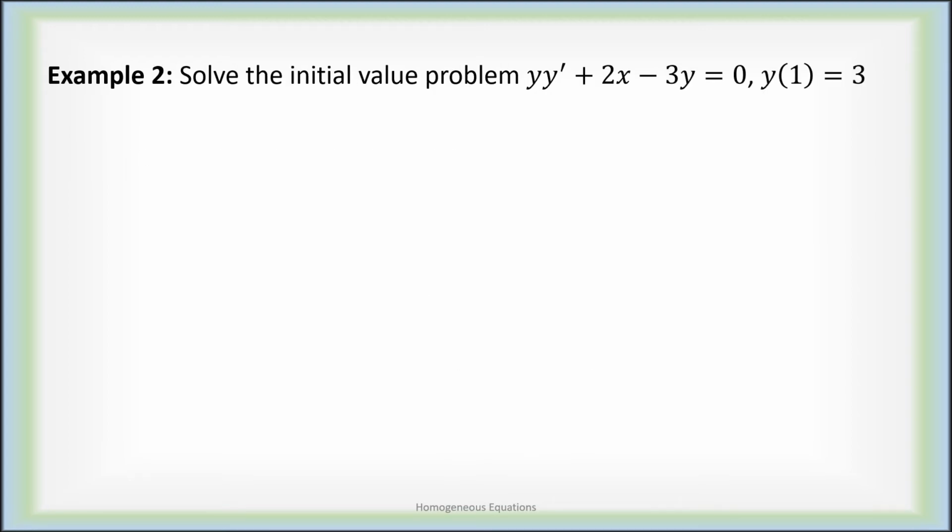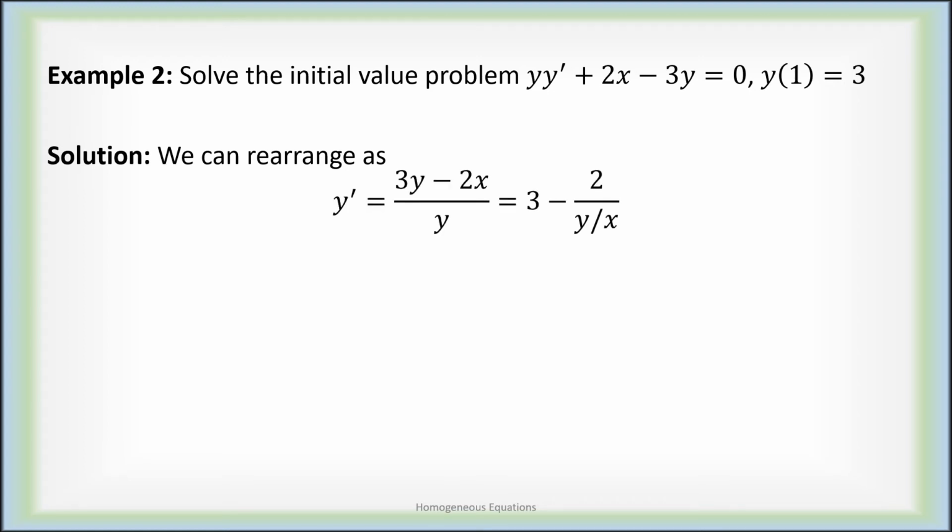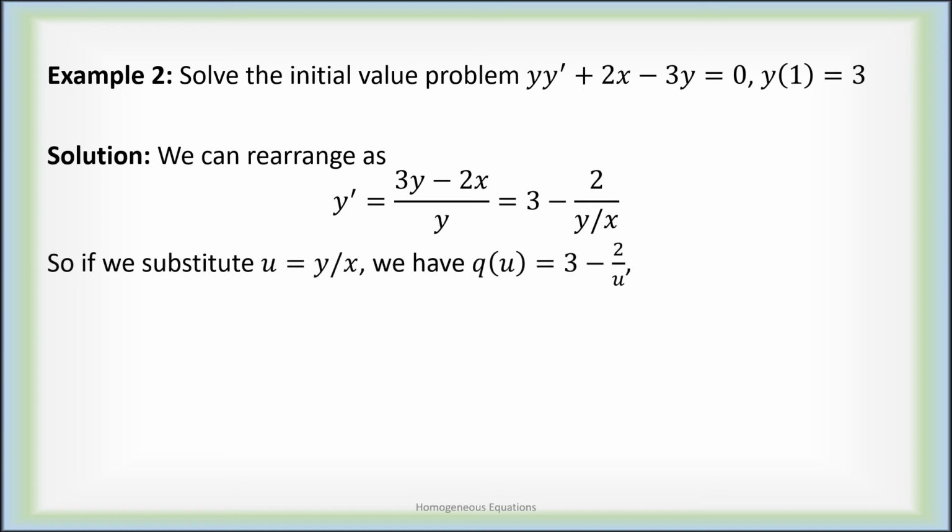All right, another example. Let's solve the following initial value problem: y prime plus (2x minus 3y) over y is 0, and y of 1 is 3. Well, we need to rearrange to get y prime by itself to hopefully recognize a homogeneous form. And we get y prime is (3y minus 2x) all divided by y, which simplifies to 3 minus 2 over (y over x). We're trying to make every term where the variables appear be the ratio y over x. So we make the change of variables u is y over x. Well then, Q of u is just 3 minus 2 over u.